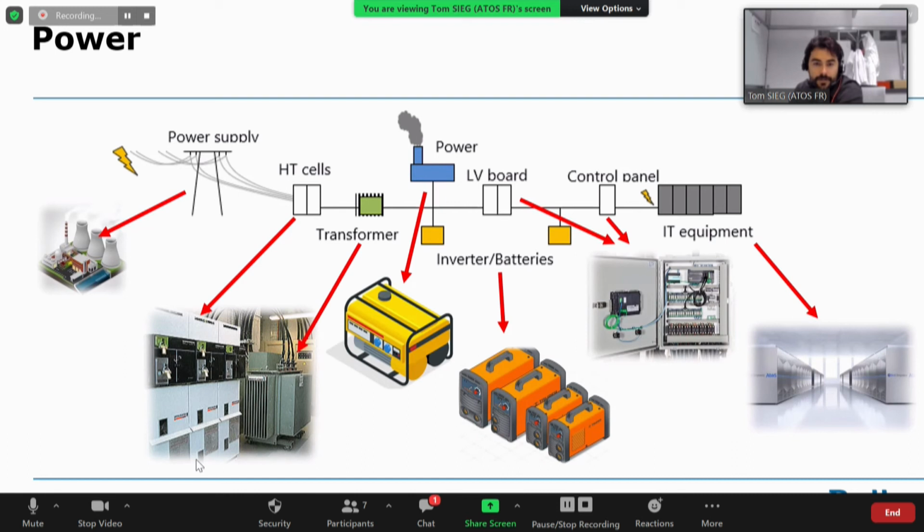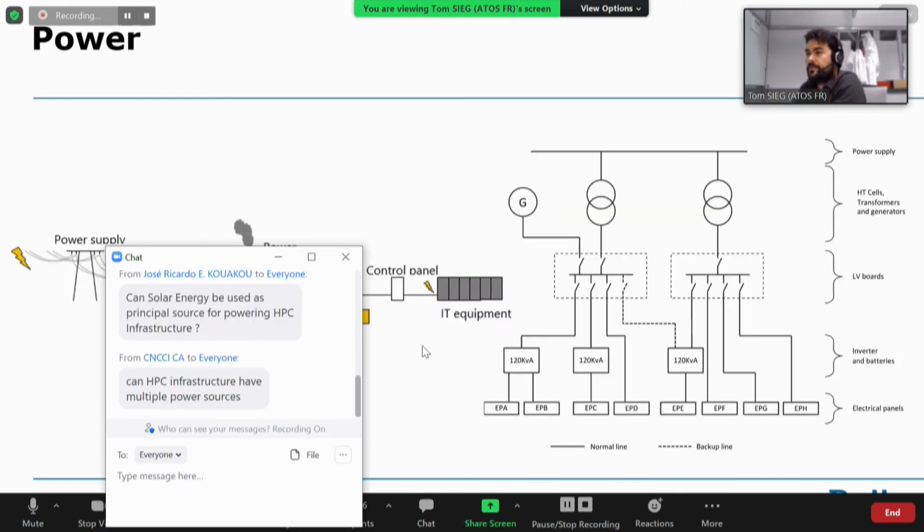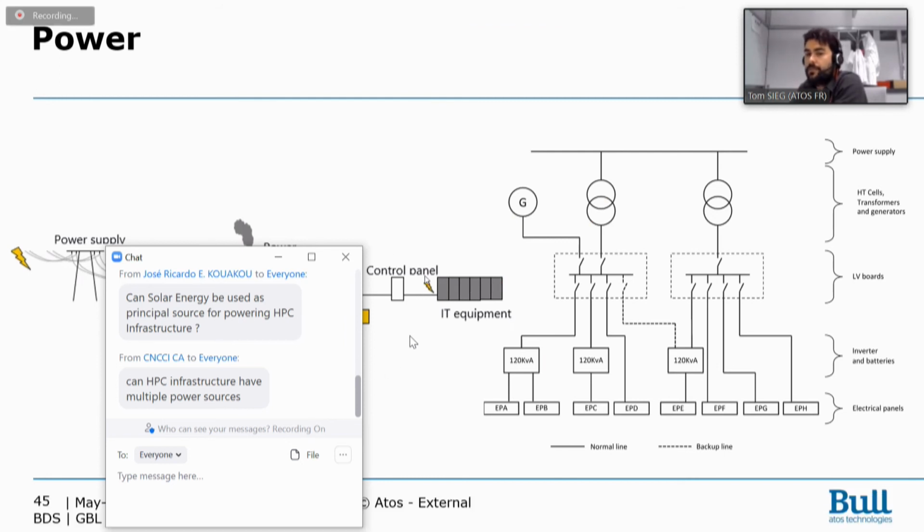Can solar or wind energy be used as the principal source of powering HPC? The second question will be really quick. Can infrastructure have multiple power sources? Yes, you can have multiple power sources. For example, you can have solar panels, you can have a nuclear power plant. You can have multiple power sources, and you can prioritize.